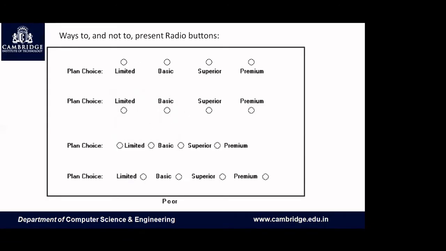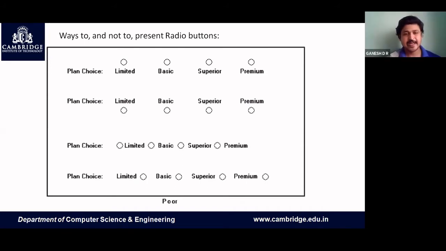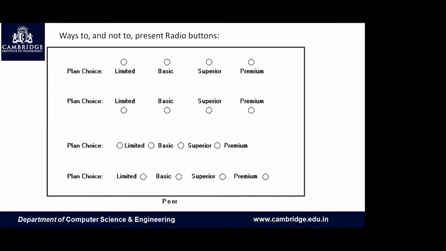In this slide, we will talk about the different ways of how we should present radio buttons and how we should not. The first one is a poor way of presenting radio buttons. Why? Because the label and the options, you can see the label, plan choice, and the buttons are not ordered properly. The next one is also not ordered properly. The third one has no proper spacing between the buttons. The fourth one also has no proper spacing between the buttons. So for which one the button should be clicked, there is no proper identification.